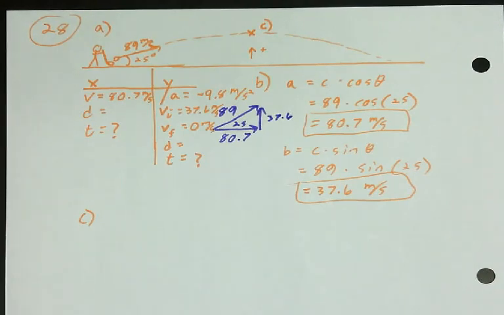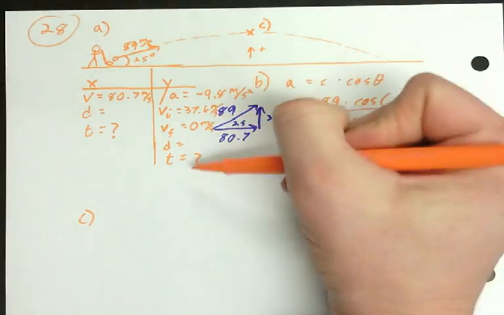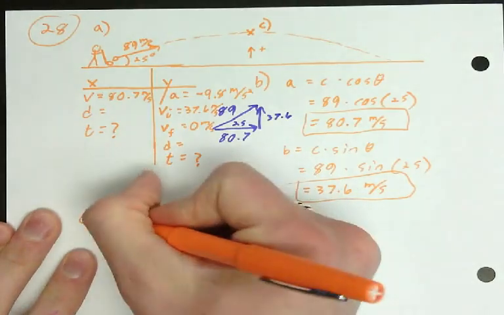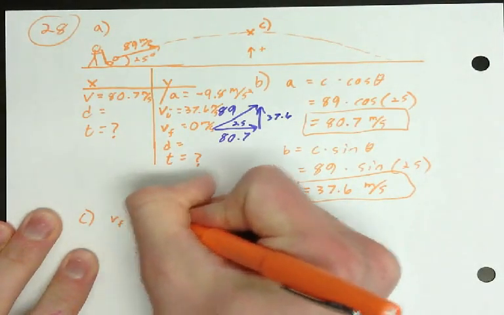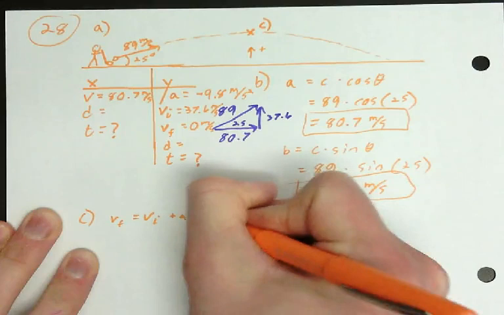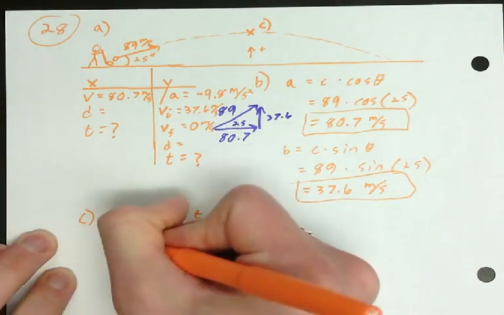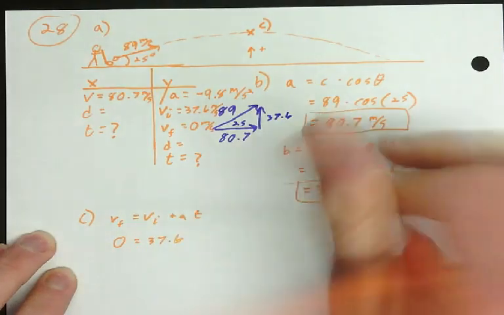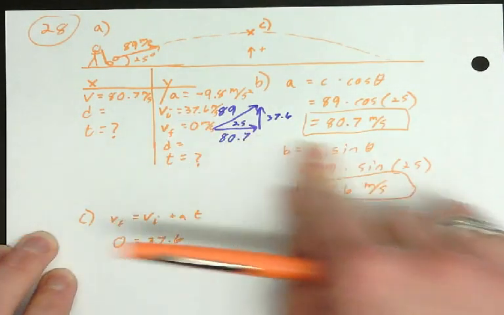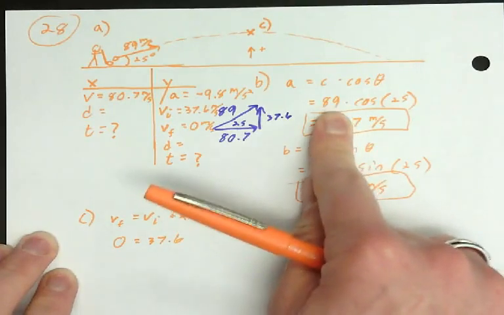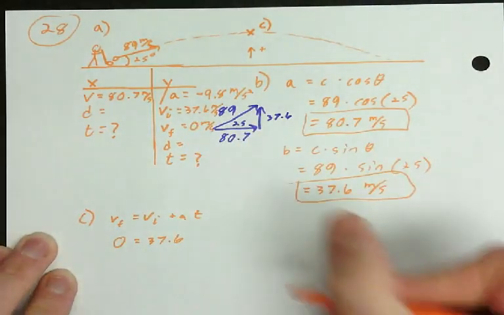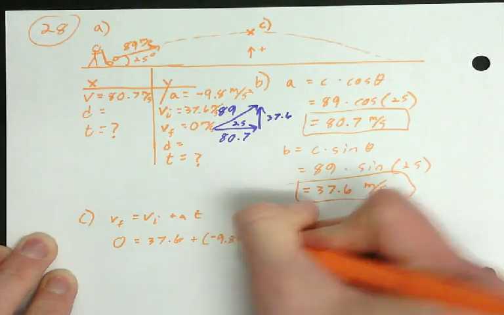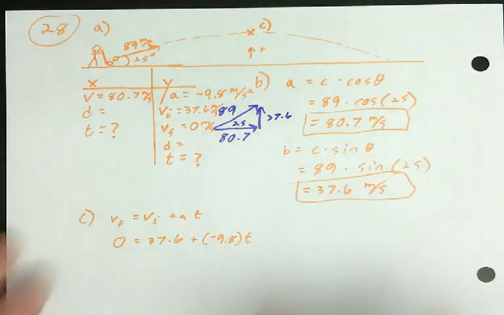So now I'm looking for an equation that's got A, VI, VF, and T. The equation that has those things is Old Faithful. VF is 0. VI is 37.6. Notice I'm using this number, I'm not using the 89. I'm using this 37.6, plus A, which is negative 9.8, times T.